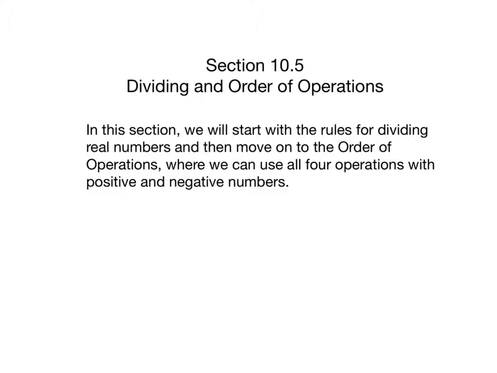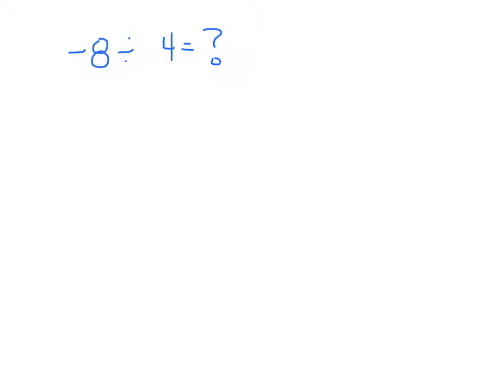Section 10.5, Dividing and Order of Operations. In this section, we will start with the rules for dividing real numbers and then move on to the order of operations, where we can use all four operations with positive and negative numbers. What about the rules for division?